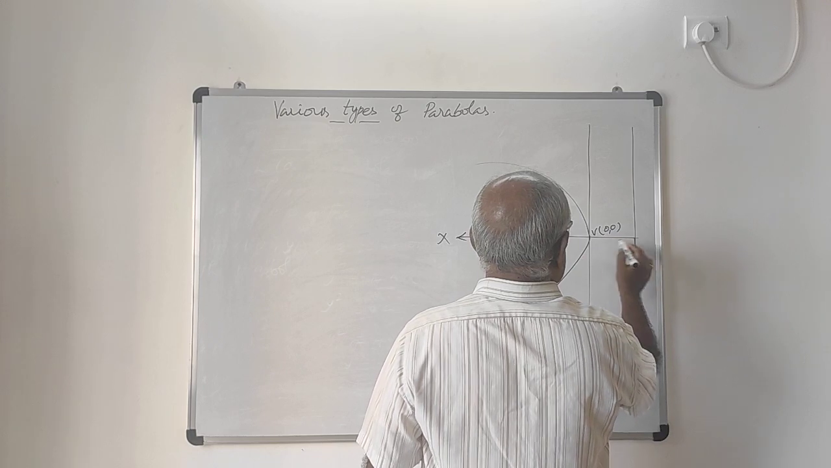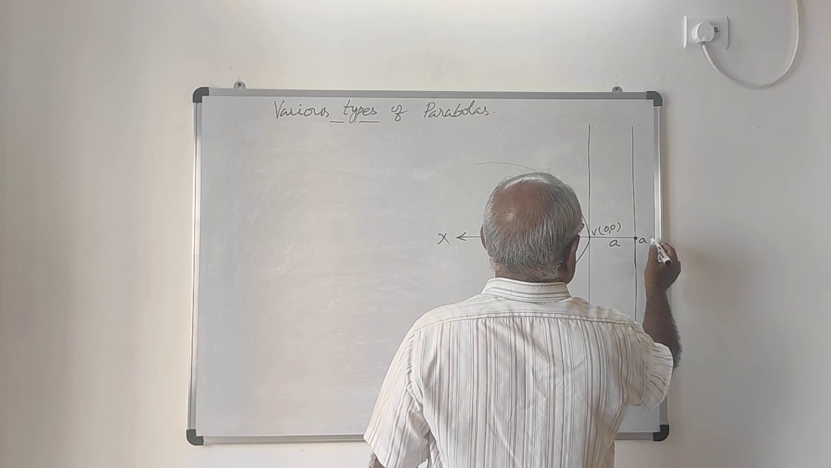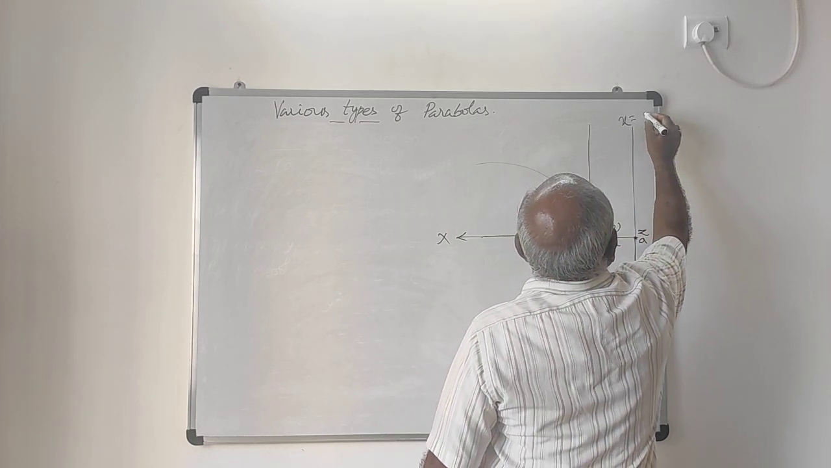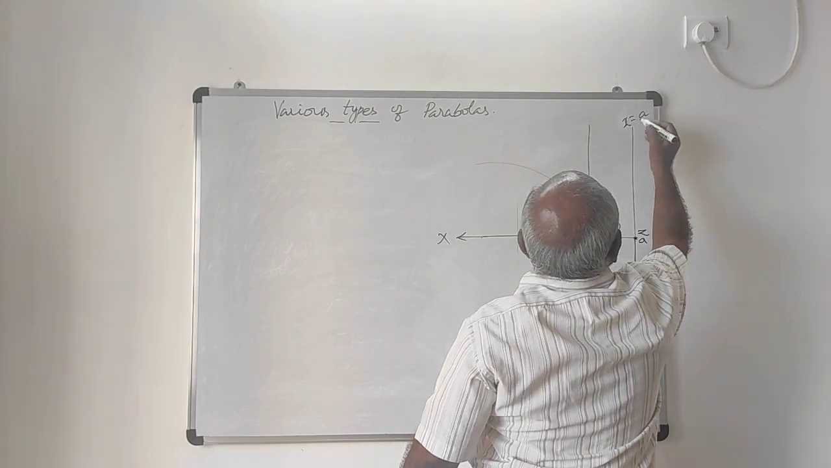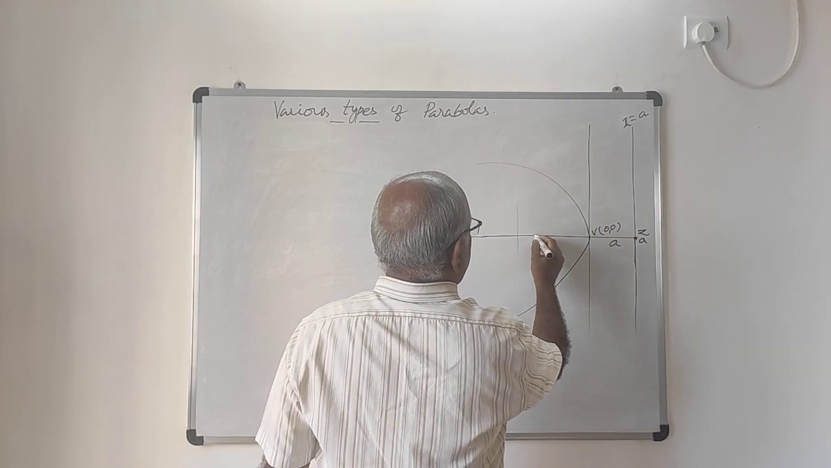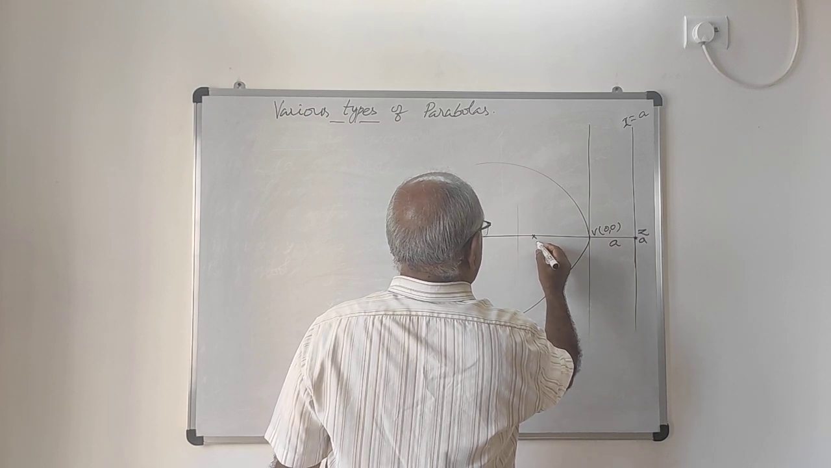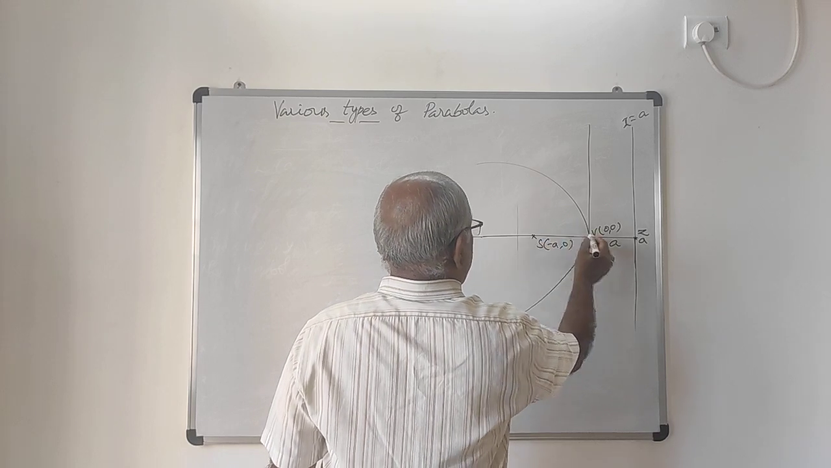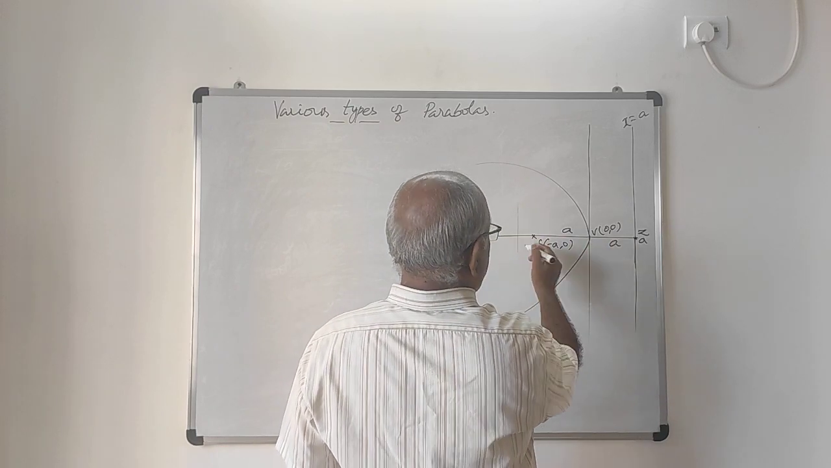The distance here also on the positive side is a. Therefore, this coordinate point is a. Distance is a. So this directrix is x equal to a. And the focus is here, in the negative direction. Therefore, focus here is minus a comma 0. But distance is a. Focus is in the negative direction, minus a comma 0.